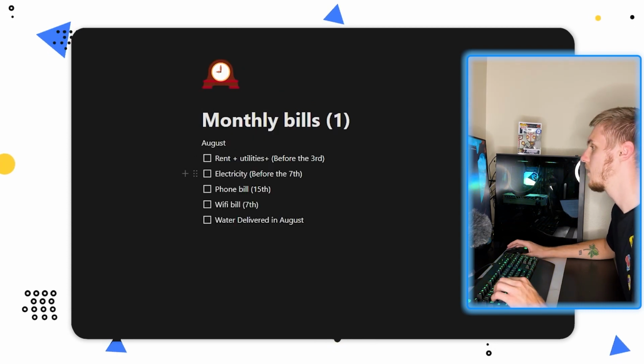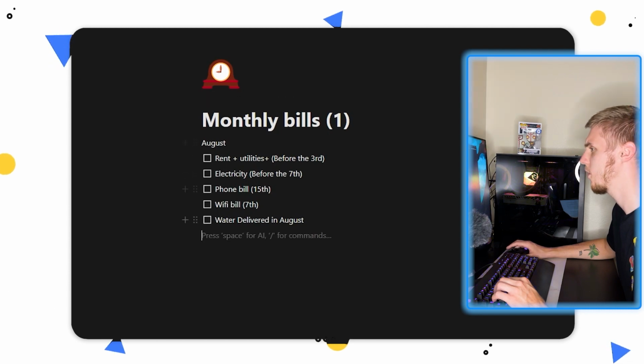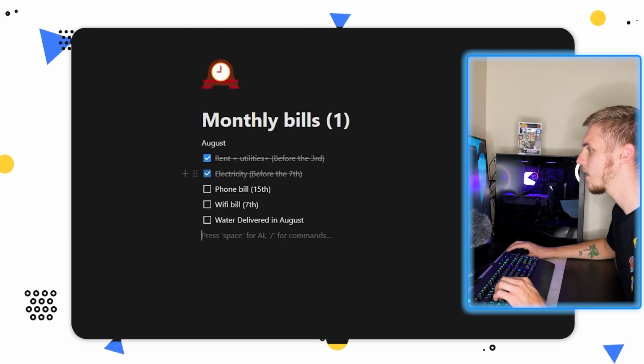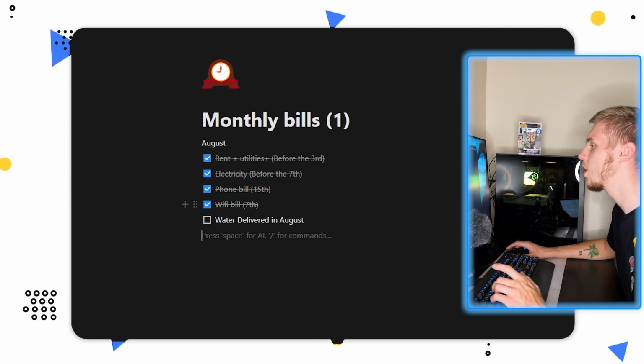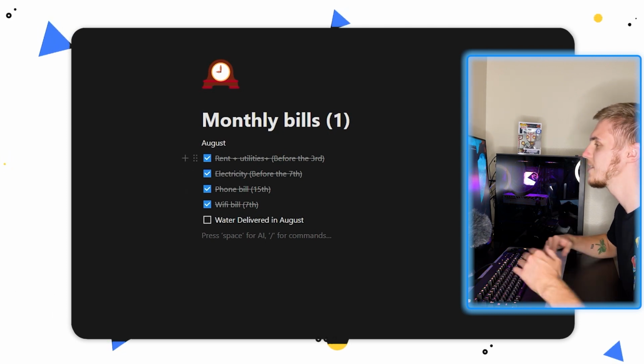Here is the page I created to track my monthly bills, and for example today is the 18th and I pretty much paid all the monthly bills this month besides the water delivery because it was delivered today, so I can toggle it off right here. That way I'll know that I already paid for Wi-Fi, I already paid for the phone bill, electricity, rent, and I can stay on top of things.